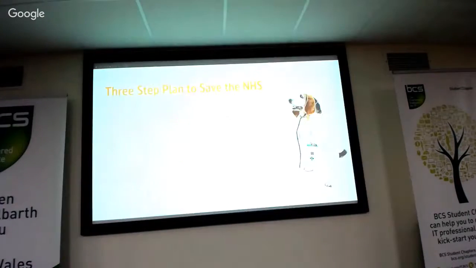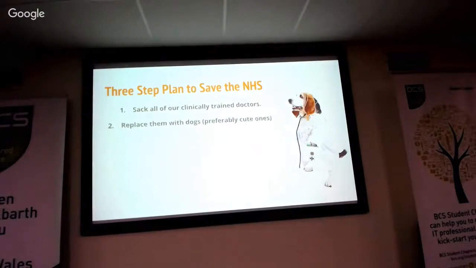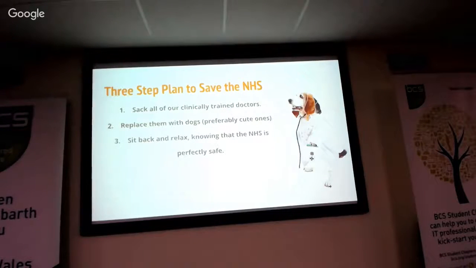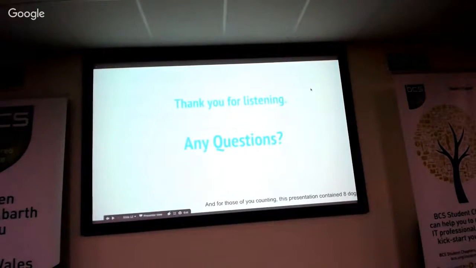So we all know that at the moment we have massive problems within the NHS. We have to make massive cuts. So I've come up with a 3-step plan to fix it. So first of all, we're going to sack all of our clinically trained doctors. There's no need for them anymore. You know, this obviously proves it. We're then going to replace them with dogs. That would be cute, but because people don't want every dog next to them on their sick bed. And we can all sit back and we can all relax, knowing that the NHS is safe for the time being. Thank you for listening.